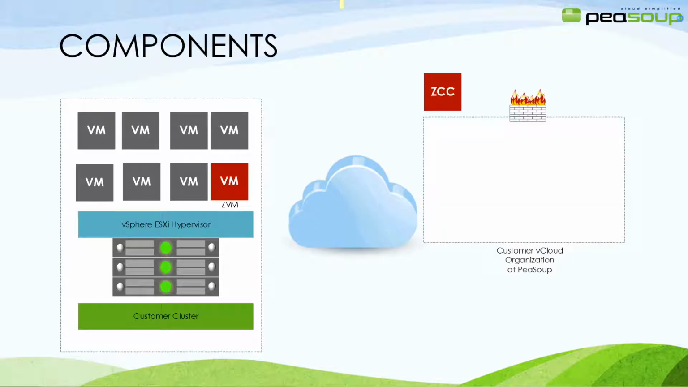The ZVM will be paired with the ZCC server. As PeaSoup we will provide you the IP address for the ZCC, which will be an IP address which sits inside your vCloud organization. Obviously we will need a site-to-site VPN before we do the pairing between the two sites. The next step will be actually installing the vArrays. In the next animation we will install these vArrays on each host.